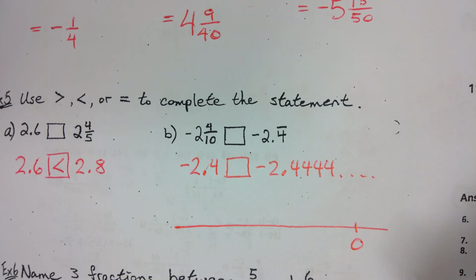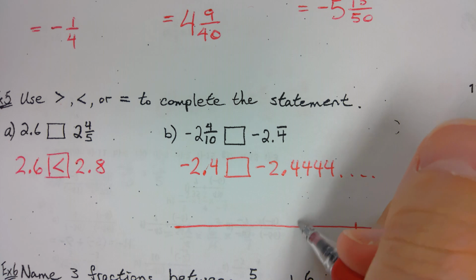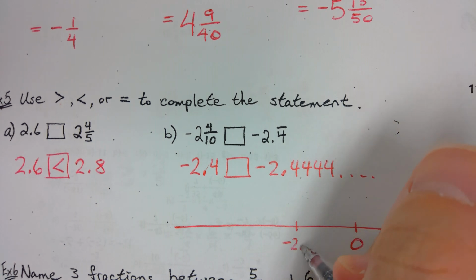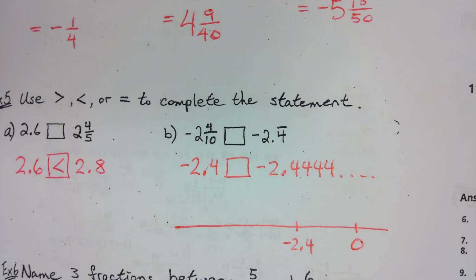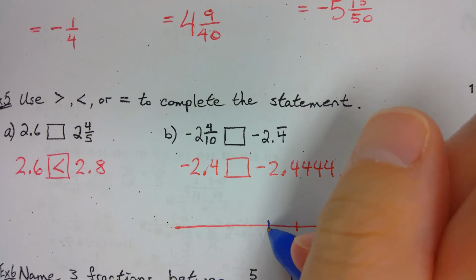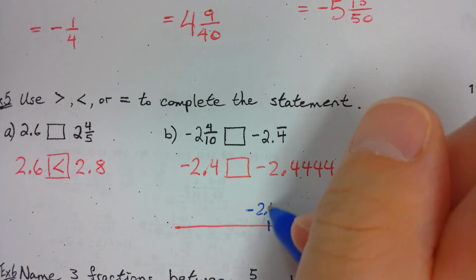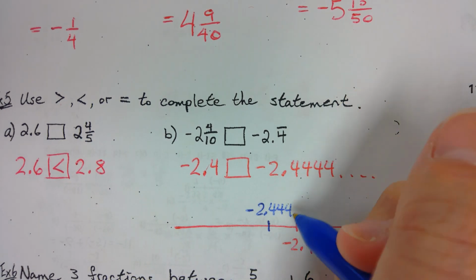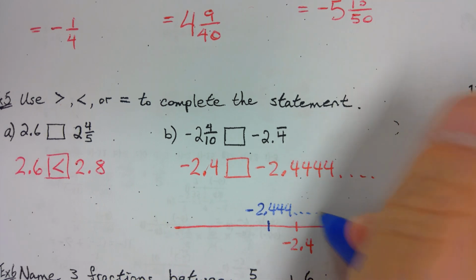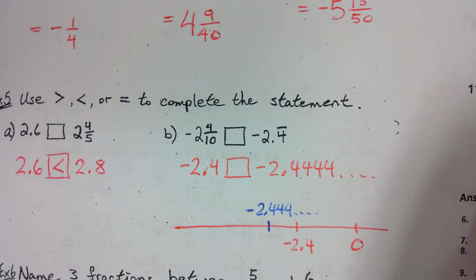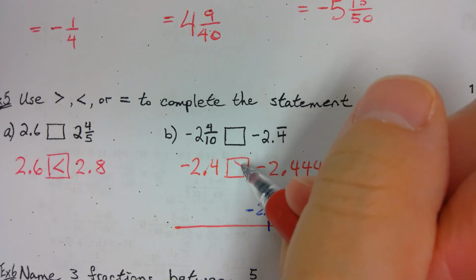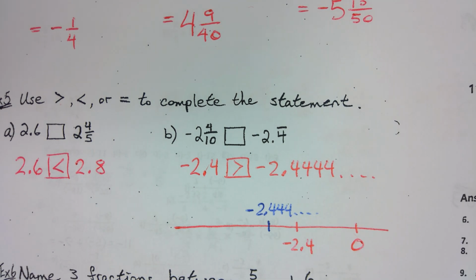Well, let's say 0 is here, -2.4 is over here, and -2.444 is actually here because it's negative, as we said. So -2.4 is actually closer to 0, which means it's greater than. All right, so those of you who said greater than, good job.